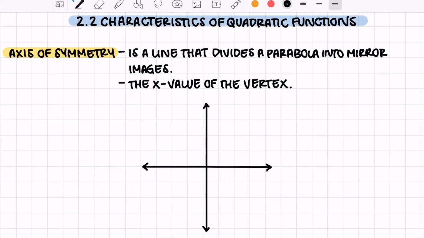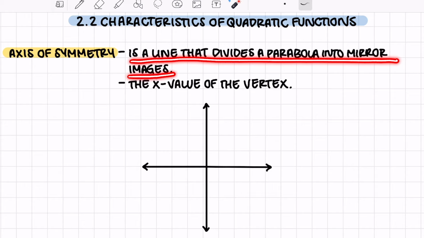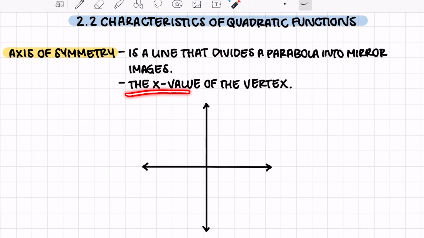Hi guys, so today we're going to be looking at 2.2 characteristics of quadratic functions. Right here, I want us to identify the axis of symmetry of a quadratic function. The axis of symmetry is a line that divides a parabola into mirror images. And you can also find the axis of symmetry by identifying the x value of the vertex. So what does this mean?